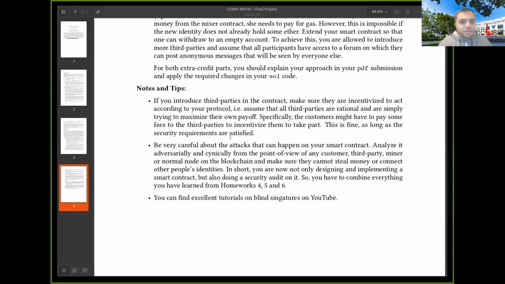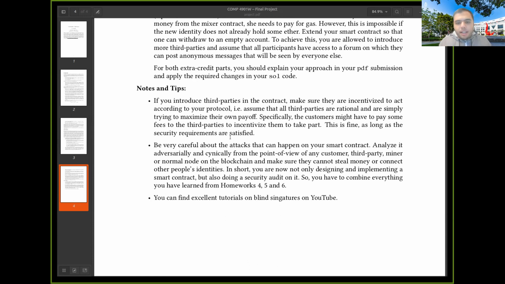So you should assume that everyone is an attacker. Okay, so everyone is an attacker, but they're rational attackers. So what that means is that everyone is trying to just maximize the amount of money that they can make. And if your protocol enables someone to steal someone else's money, you have to assume that they will do it.